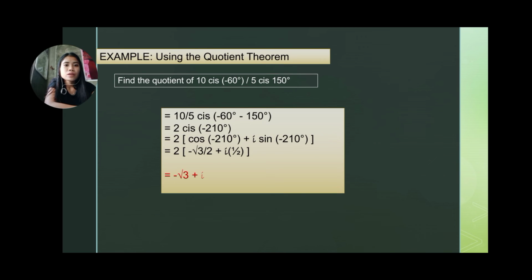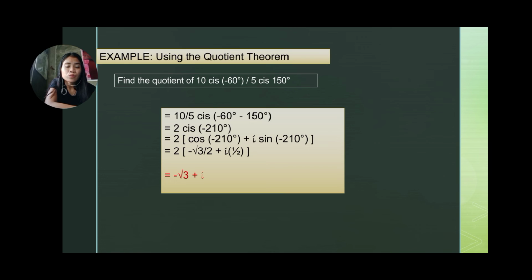Example. Using the quotient theorem, find the quotient of 10 cis negative 60 degrees divided by 5 cis 150 degrees. 10 and 5 are the absolute values. So we have 10 divided by 5 cis negative 60 degrees minus 150 degrees. 10 divided by 5 is 2. Copy cis. Negative 60 degrees minus 150 degrees is equal to negative 210 degrees. Therefore, we have 2 times the quantity cos negative 210 degrees plus i sine negative 210 degrees.